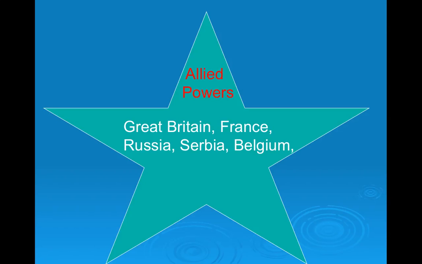Triple Entente? No? Which Entente was it? Make sure you know it. That's going to be something you need to know. Then you're going to have the Central Powers. Oh, sorry, I forgot the U.S., Japan, Montenegro, and Italy. Sorry, fired. Great Britain, France, Russia, Serbia, Belgium, U.S., Japan, Montenegro, and Italy. Those are your Allied powers.